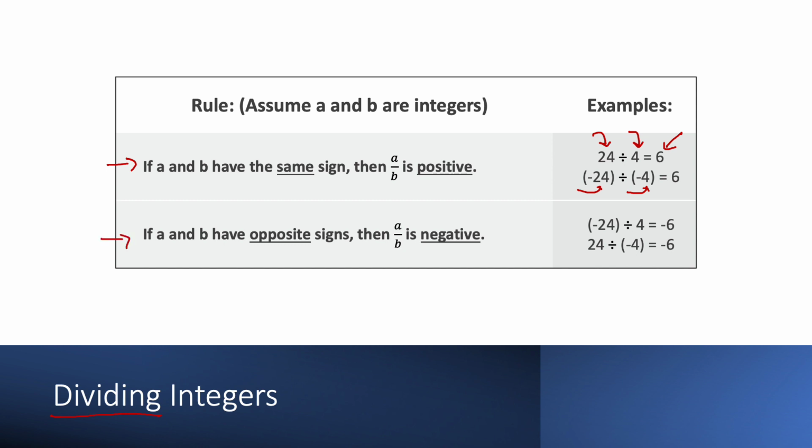If A and B have opposite signs, then A divided by B is negative. So if one number is positive and one number is negative, then my answer is going to be negative. A negative 24 divided by a positive 4 is a negative 6. A positive 24 divided by a negative 4 is also a negative 6, because I had a positive divided by a negative. The signs were different.